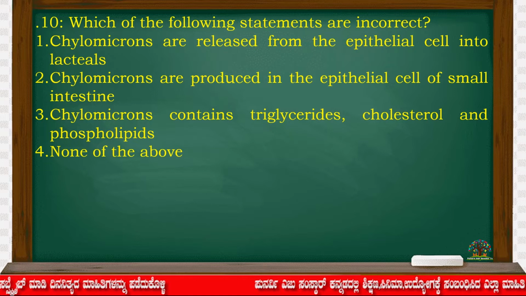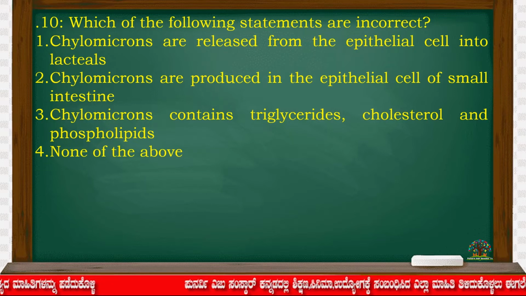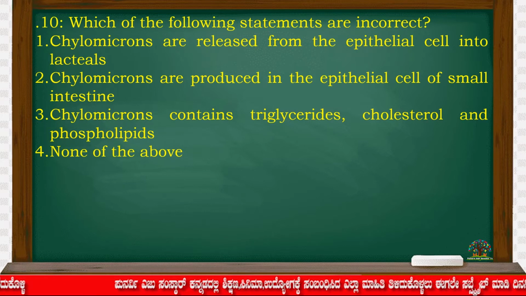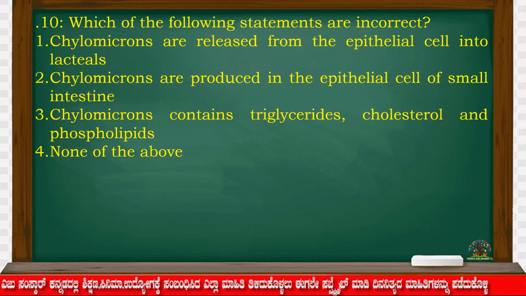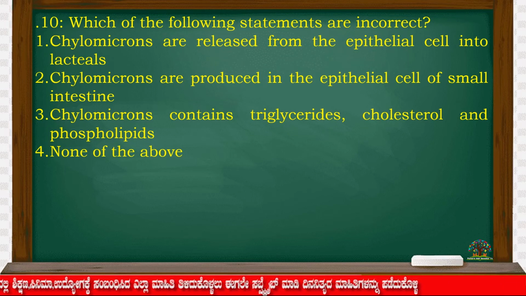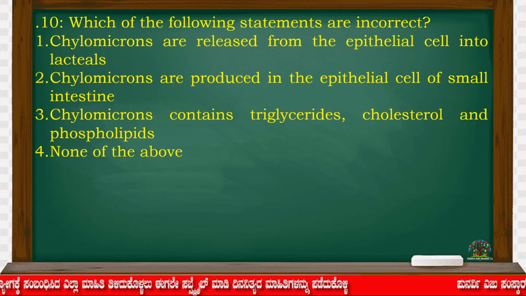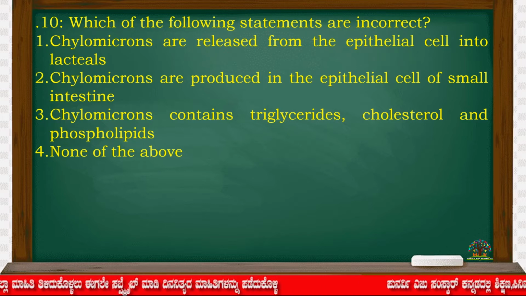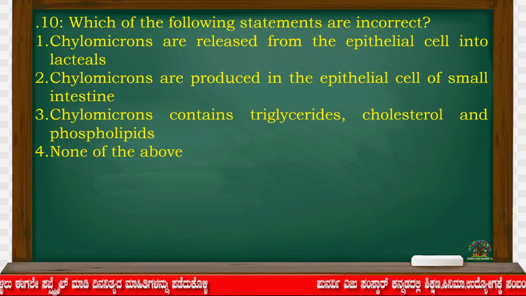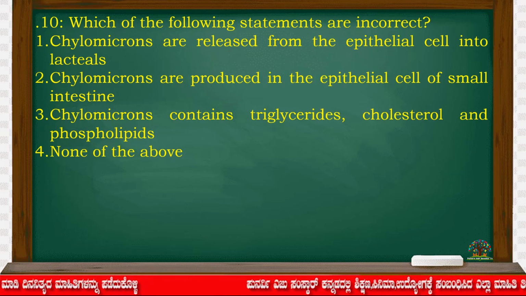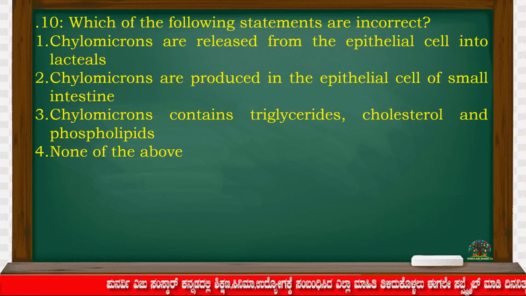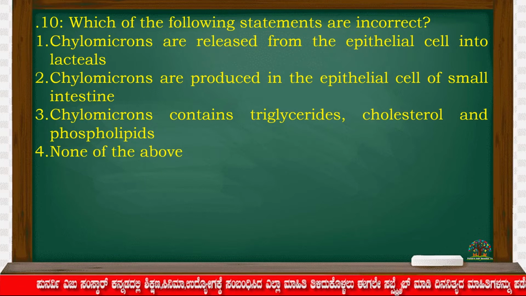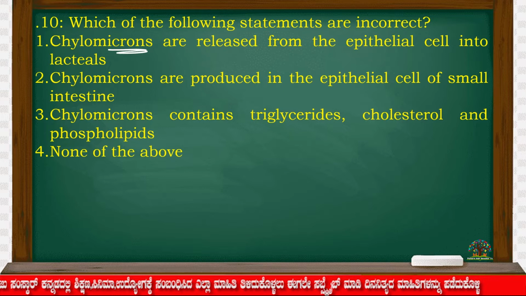Question number 10, which says which of the following statements are incorrect? Option number 1, chylomicrons are released from epithelial cells into the lacteals. Second option, chylomicrons are produced in the epithelial cells of small intestine. Third option, chylomicrons contain triglycerides, cholesterol and phospholipids. To solve this question, one has to know what exactly a chylomicron is.